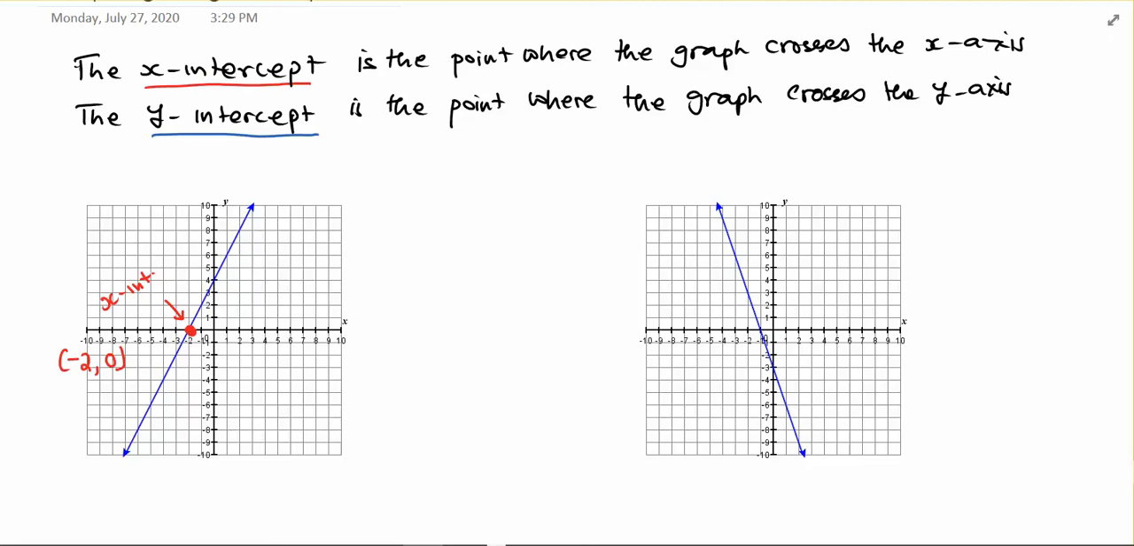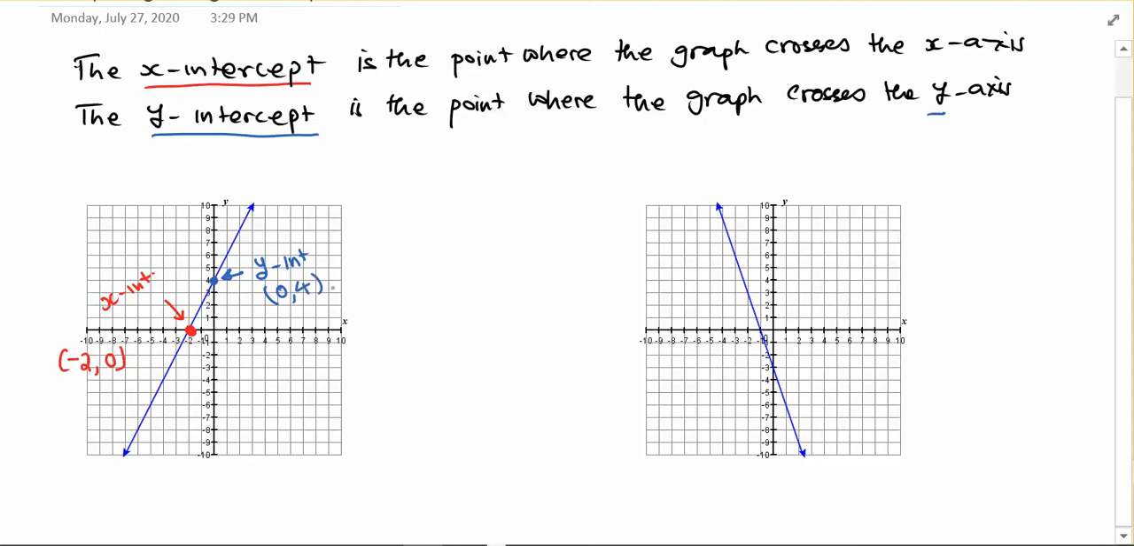And the y-intercept is the point where the graph crosses the y-axis. So that's right there, that is the y-intercept. And that point right there, well, we don't go left or right, so x is 0, but we go up 4, so 0, 4.